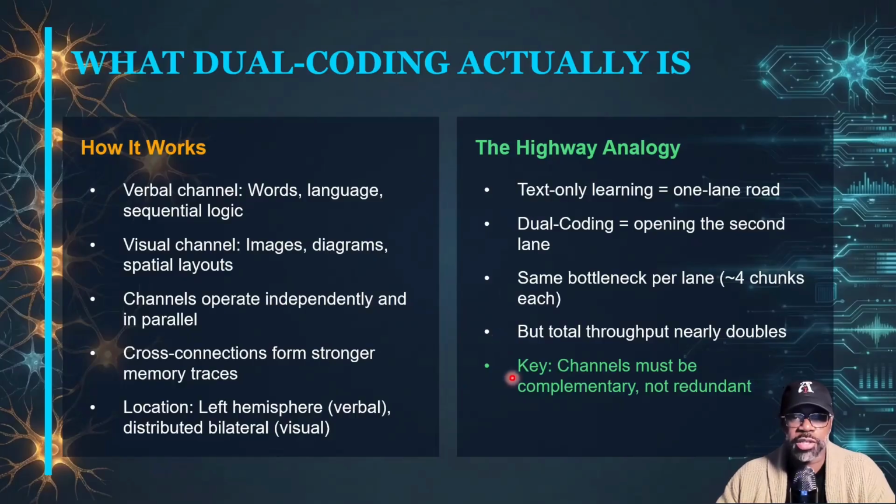And so the key here is channels must be complementary, not redundant as well. So keep that in mind. You don't want to have competing information or channels competing at the same time. Right? You want to make sure they're complementary, not redundant, to better, again, create those neural pathways.